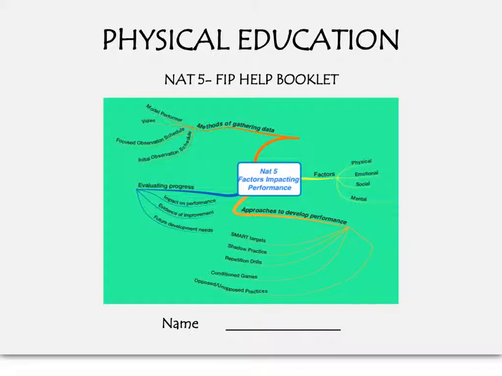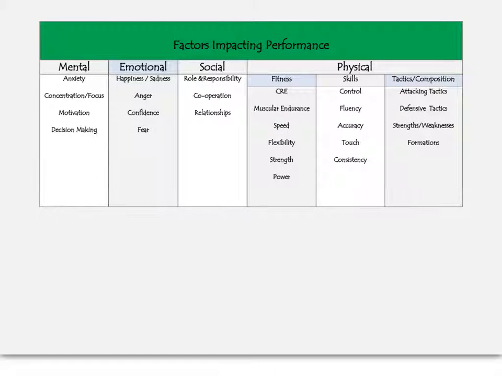So I just want to draw your attention to page 2, which contains information on the different factors that will impact performance in badminton. And in our badminton block we'll be in particular looking at physical factor and skill as our physical factor, and we'll also be looking at the emotional factor and how sub-factors such as anger, confidence and fear impact on our performance in badminton.